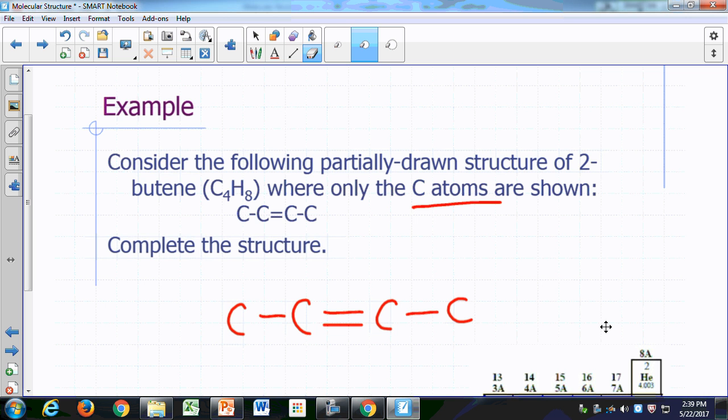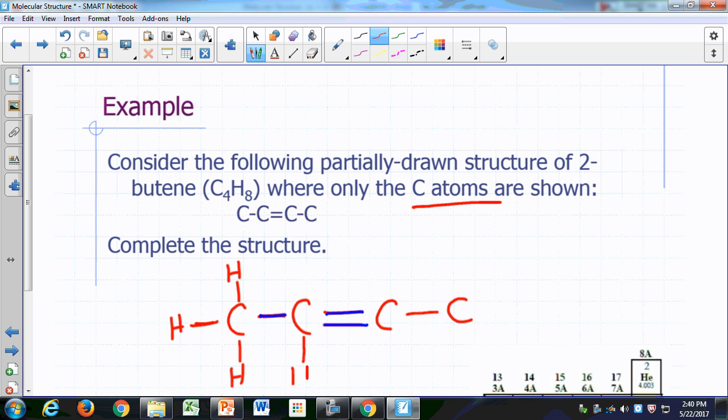The question is, how many are we going to attach to the first carbon? Well, this carbon has 1 bonding pair, so it needs 3 more. So 1, 2, 3 more. And then you can put a hydrogen on the other end of each of those. Let's look at the second carbon. It already has 1, 2, 3 bonding pairs, so it needs 1 more bonding pair, so we can attach another hydrogen to that. It doesn't matter if you draw it upwards or downwards.